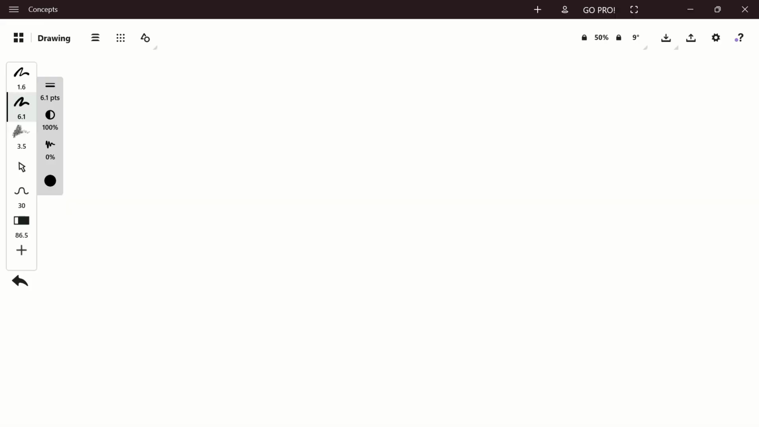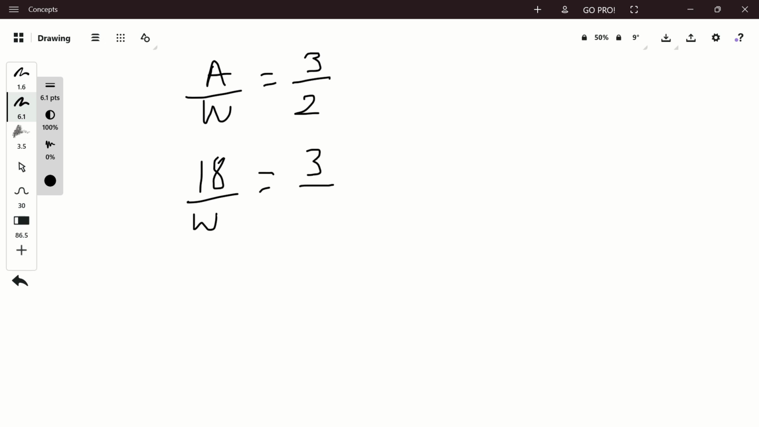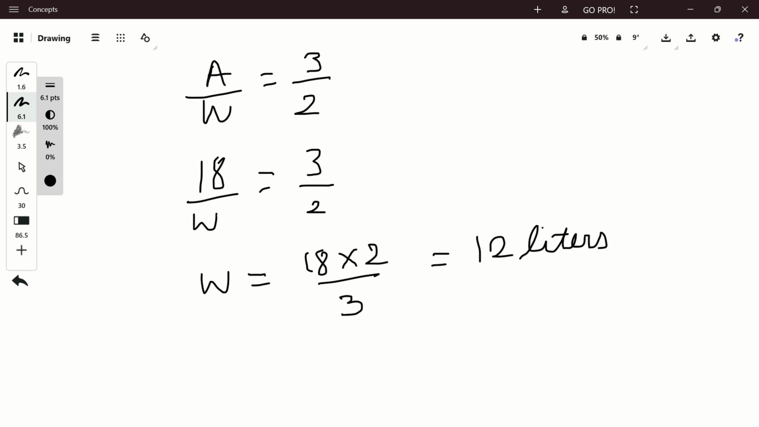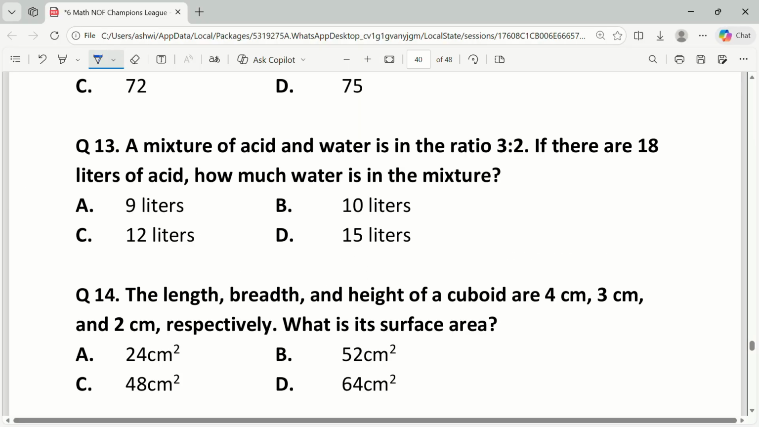The ratio of acid to water is 3:2. Let A be the volume of acid and W be the volume of water. We have A upon W is equal to 3/2. Given A is 18 liters, we have 18 upon W is equal to 3/2. Solving for W, we have W equal to 18 into 2/3, which is equal to 12 liters. Comparing with the options, the answer is C, 12 liters.